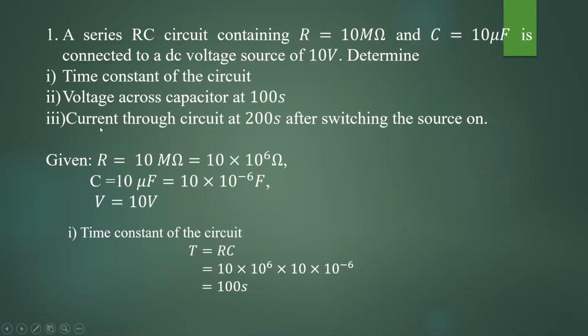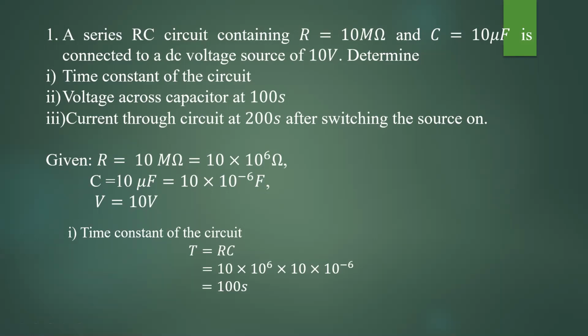Next, what is the third question? You look here. The third question is you have to find the current through the circuit at 200 seconds after switching the source on. At t is equal to 200 seconds, what is the current you have to find out? Remember, this is the charging case because the battery is connected here.